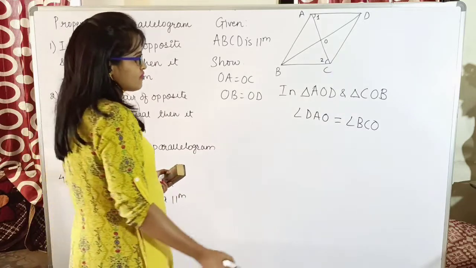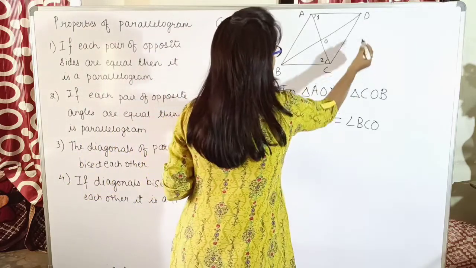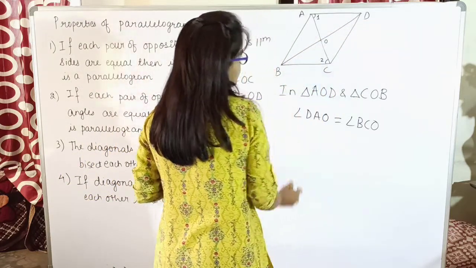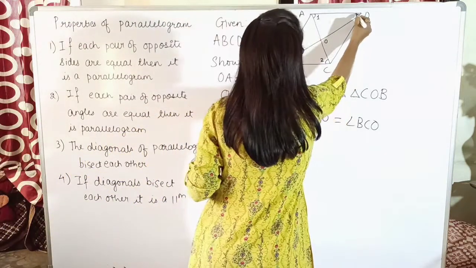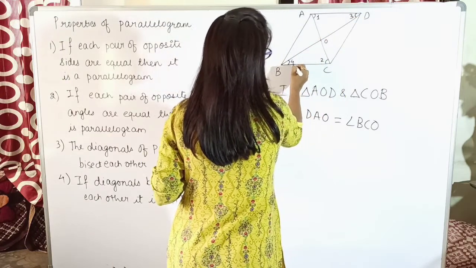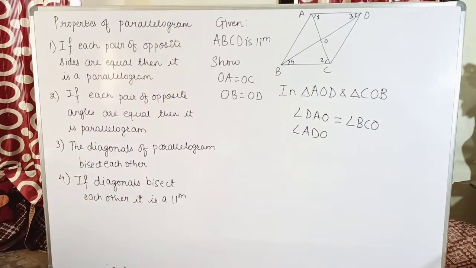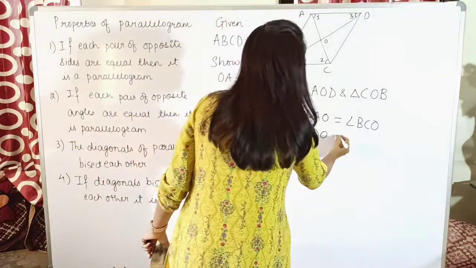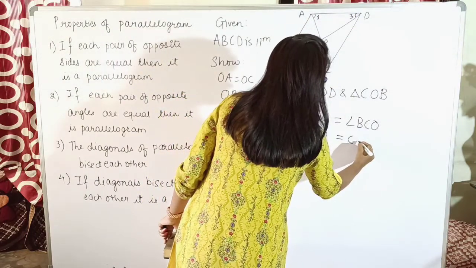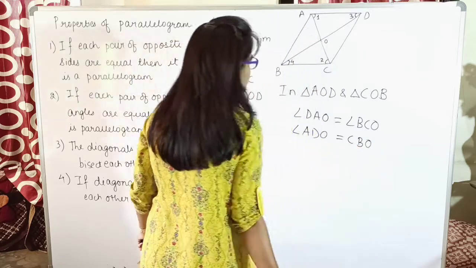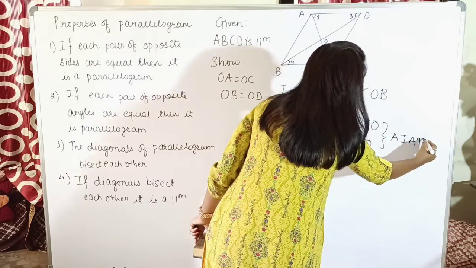Second angle, I have this vertically opposite angle also, which is equal to one another, and also these other angles I have, isn't it? So you can take any one of the angles. Okay, so I am taking this angle, 3 and 4. So I will write angle ADO equal to CBO. Okay, for both the conditions it will be the alternate interior angles theorem.